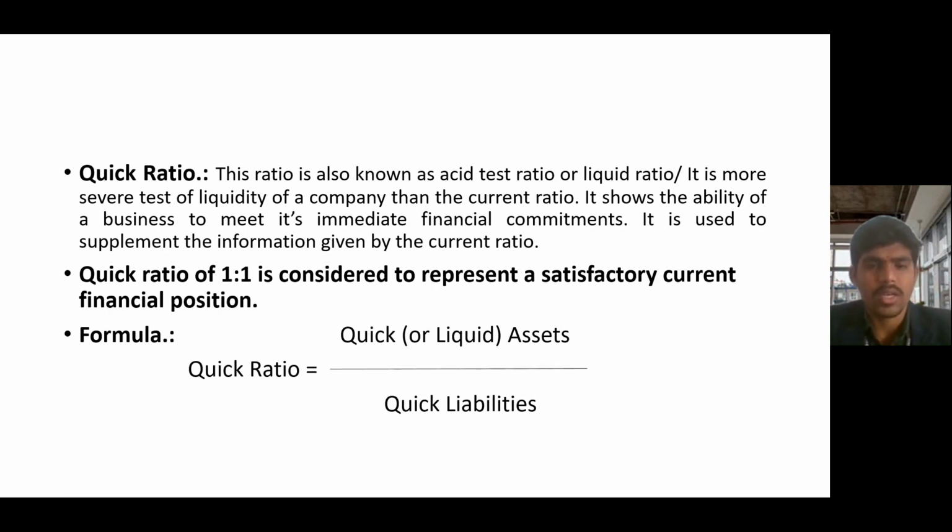So what does quick ratio mean? It is also known as the acid test ratio or liquid ratio, which tells us what liquid assets, what quick assets we have, which can be converted. It is a more severe test of the liquidity of a company than the current ratio. Severe in the sense that it is a very important test of a company's liquidity, of how much of a company's current assets can be converted into liquid form to meet current liabilities.